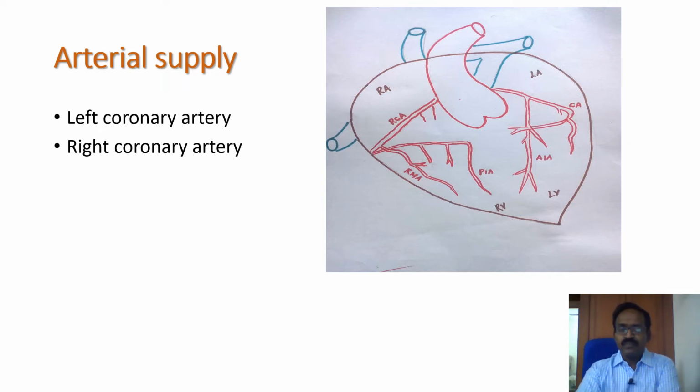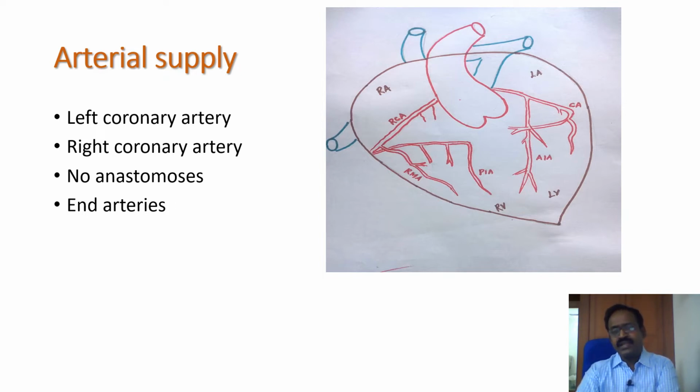Physiologically, there is no anastomosis between the left and right coronary arteries. These are functionally end arteries. So blockage of a particular end portion will affect a particular area of the heart.